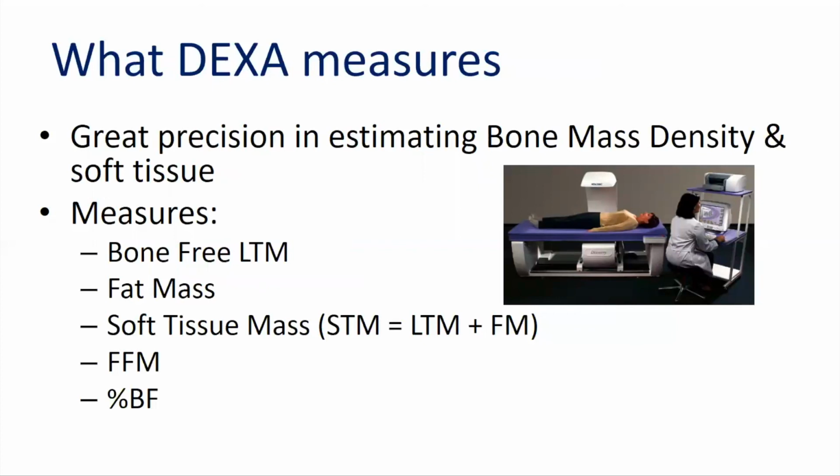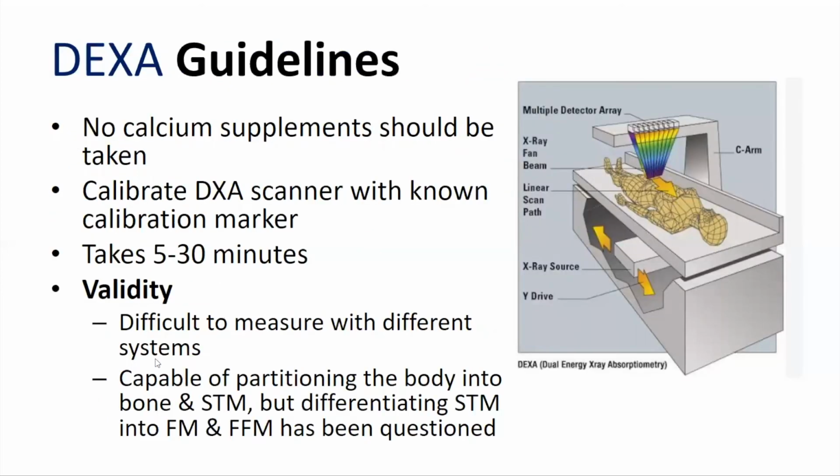Primarily in the field, DEXA is used to measure bone mass density, particularly in individuals with high risk of osteoporosis who are osteopenic. So the DEXA measures bone-free lean tissue mass, fat mass, soft tissue mass, fat-free mass, and percentage of body fat. When working with subjects who are going to have the DEXA performed, they should be advised to not take any calcium supplements.